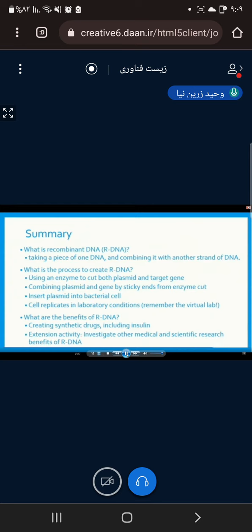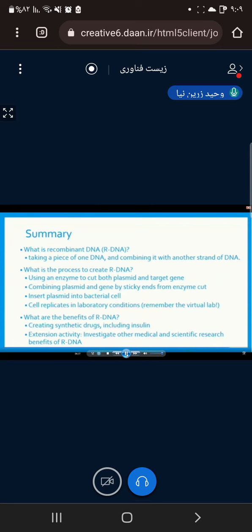Let's review what we learned. Recombinant DNA is DNA that has been combined with another piece of DNA. The process to create DNA first involved using an enzyme to cut the plasmid and target gene, and then create sticky ends. The sticky ends of both parts combine, forming a plasmid that has recombinant DNA.